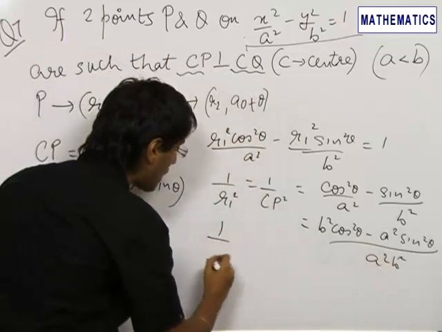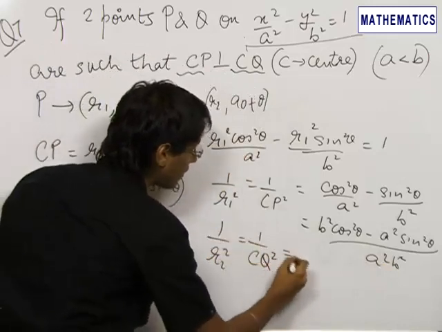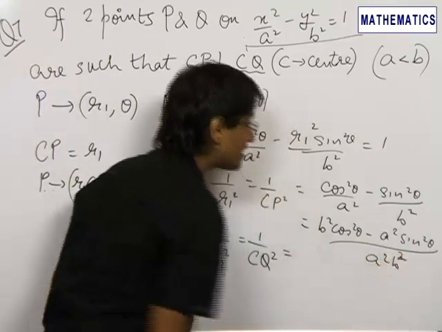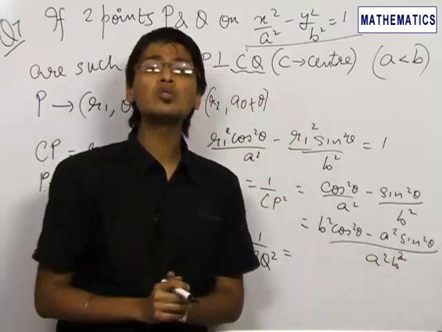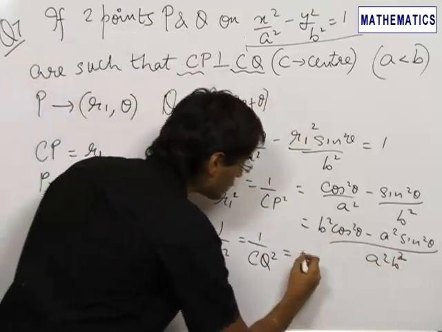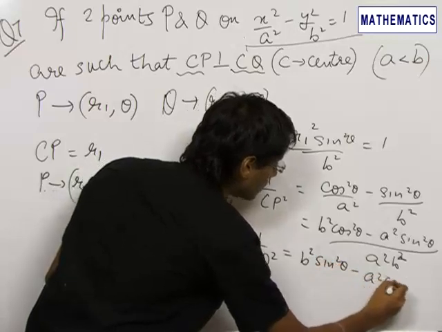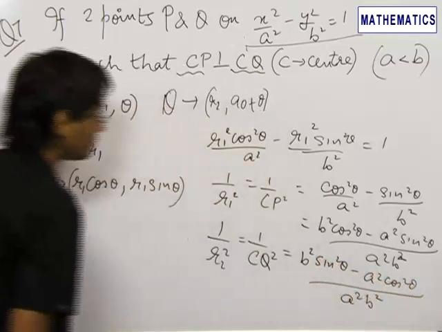Similarly, the value of 1 upon r2 square, or for that matter 1 upon CQ square, can be calculated by just replacing theta by 90 plus theta, because CQ is perpendicular to CP and hence theta will be equal to 90 plus theta in this case. So this becomes b square sin square theta minus a square cos square theta upon a square b square.